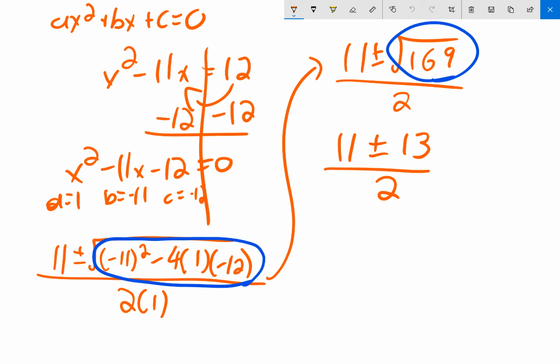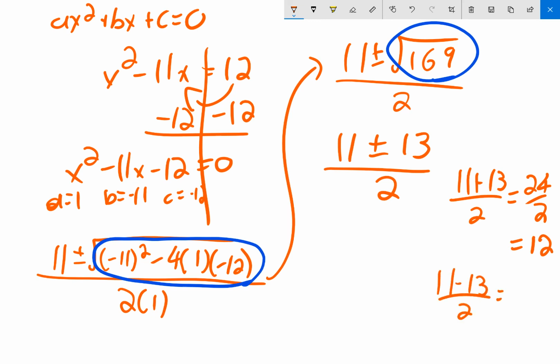And now I've got two equations. I got one for plus, one for minus. So 11 plus 13 over 2, which is 24 over 2, equals 12. And then I've got the minus 13. 11 minus 13, that's going to be negative 2 over 2, which equals negative 1. So 12 and negative 1 are your answers.